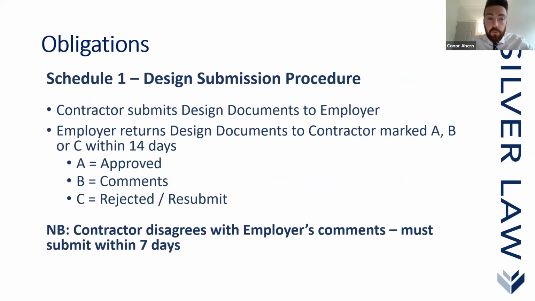So the Schedule 1 design submission procedure is where the contractor submits the design documents to the employer. The employer returns design documents to the contractor marked A, B, or C within 14 days. If the documents are marked A, then that means they're approved. If they're marked B, then the employer has made comments. If they're marked C, then basically the design documents have been rejected and the contractor is required to resubmit. Note that where the contractor disagrees with the employer's comments, then he must submit his own version of events within 7 days, explaining why he disagrees with the employer's comments.